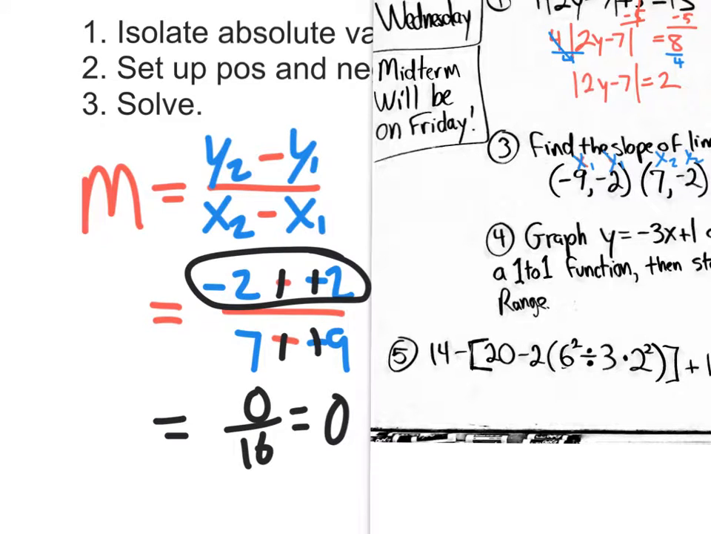Here's something to memorize. If 0 is on top, the answer is 0. If 0 happened to be underneath, then it would be undefined. Okay? If 0 is underneath, it's undefined. Undy. Underneath, undefined. But if 0 is on top, the answer is 0.